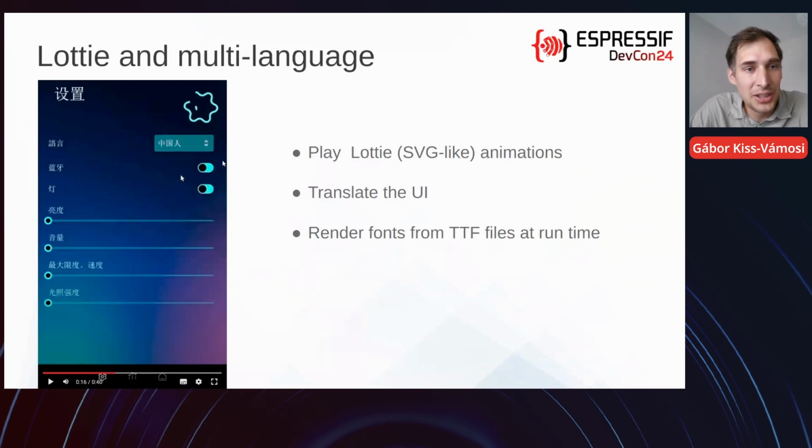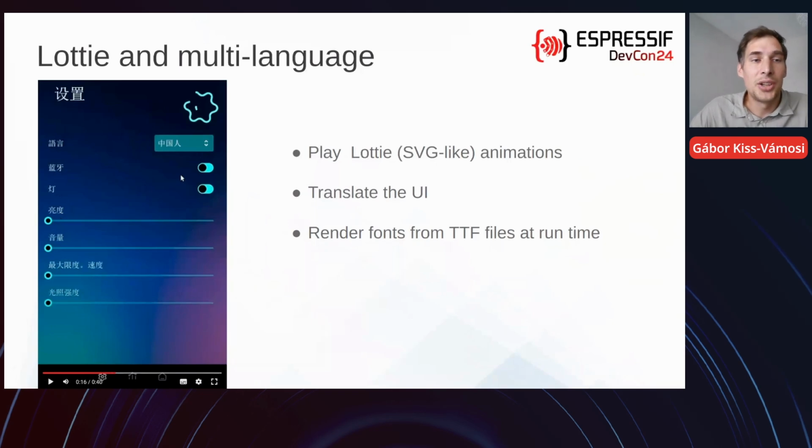Okay, here I have just selected the Chinese language, so the whole UI is translated to Chinese now. It can happen in an easy, simple way because LVGL supports the whole UTF-8 encoding, and you can type any UTF-8 encoded string and LVGL will be able to process it.